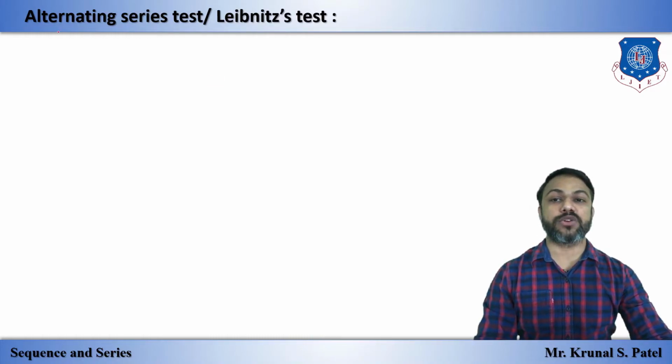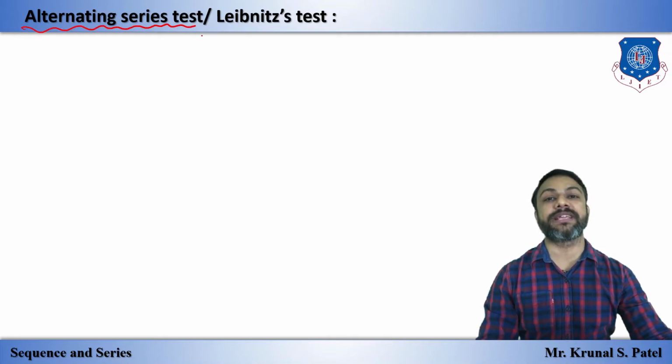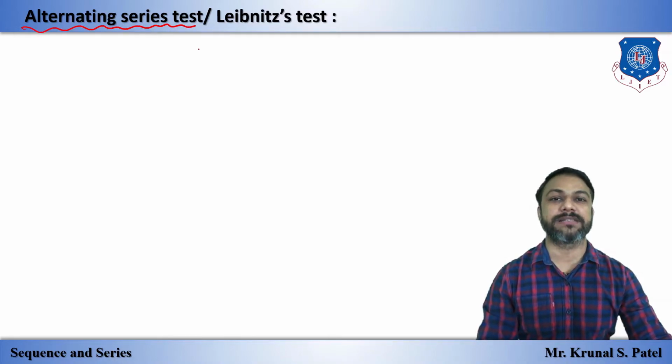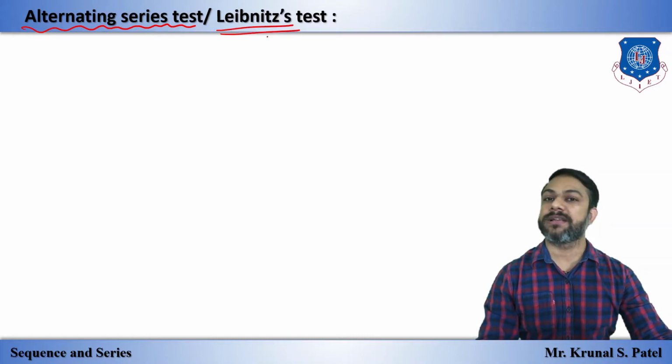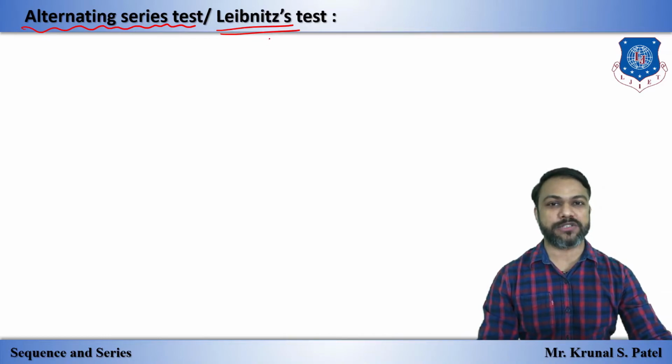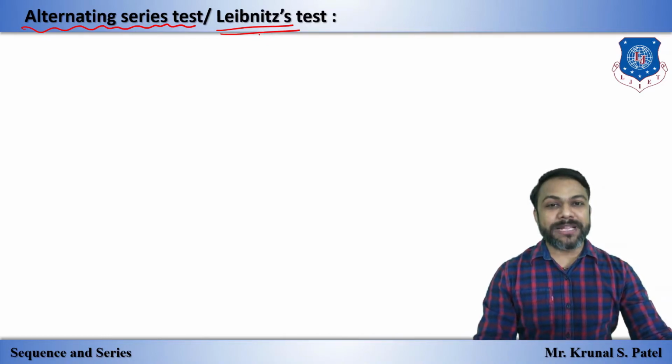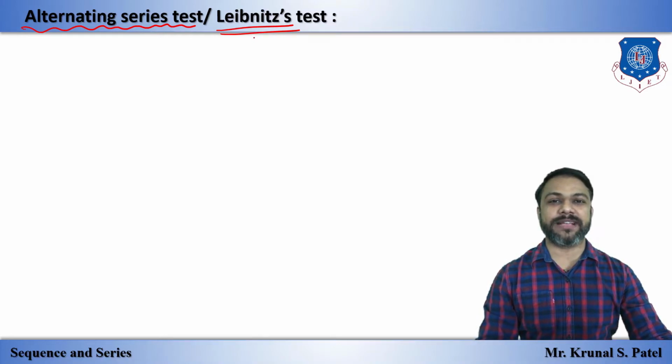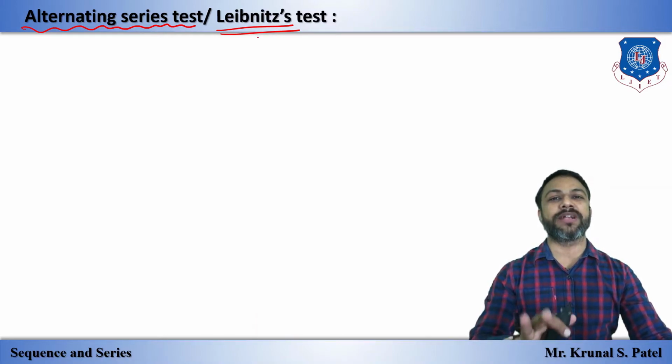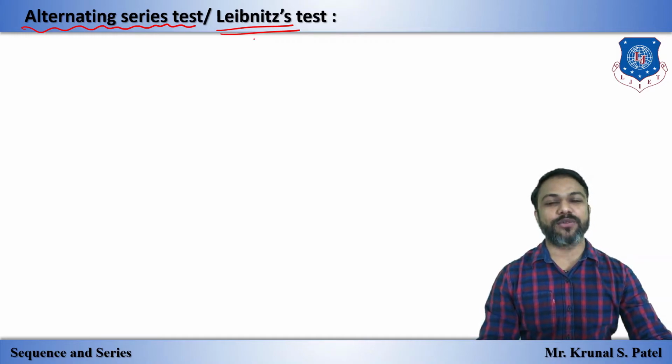Leibnitz test is also known as the alternating series test. That means if the given series is an alternating series, then and only then we can apply this Leibnitz test. Otherwise, we cannot apply the Leibnitz test. So for Leibnitz test, by observing the question, we can directly say that this example is of only Leibnitz test. Okay, how? After understanding the steps.